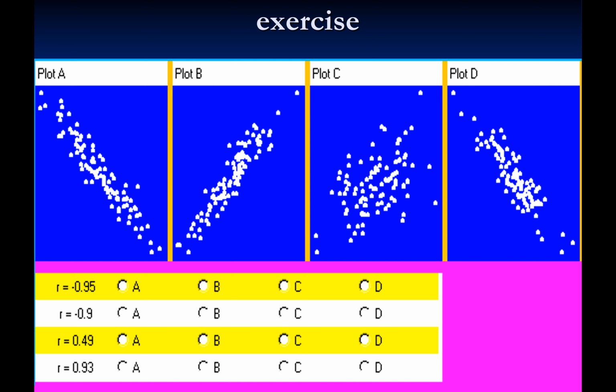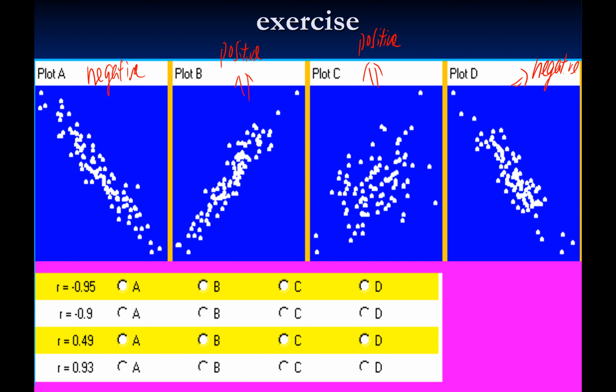And now let's take a look at this exercise, matching the value of R to the graph. So again, there are two groups of them. First group is, this one is negative, or indirect correlation, definitely negative. The middle two are positive.